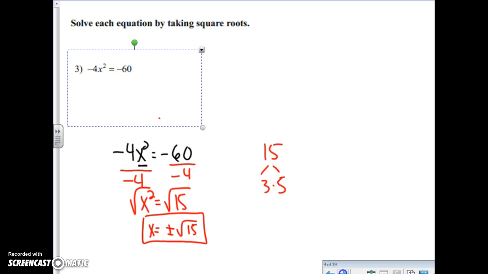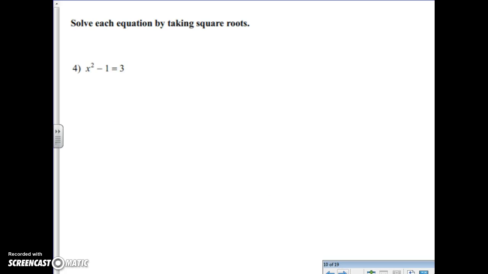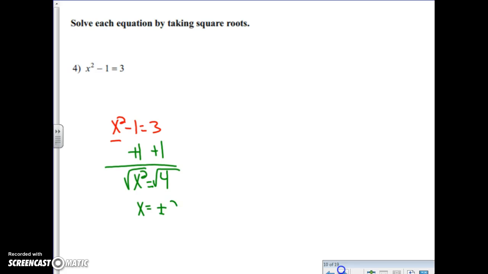Remember, I can only use square roots when I have two terms, one that's an x squared and one that's a constant. If I have a b term, I cannot use square roots to solve it. So when I look here, I have x squared minus 1 equals 3. I want to get x squared by itself, so I'm going to add 1 to both sides. I get x squared by itself, which is going to be 4. I'm going to square root both sides, and I get plus or minus 2 to be my solution.